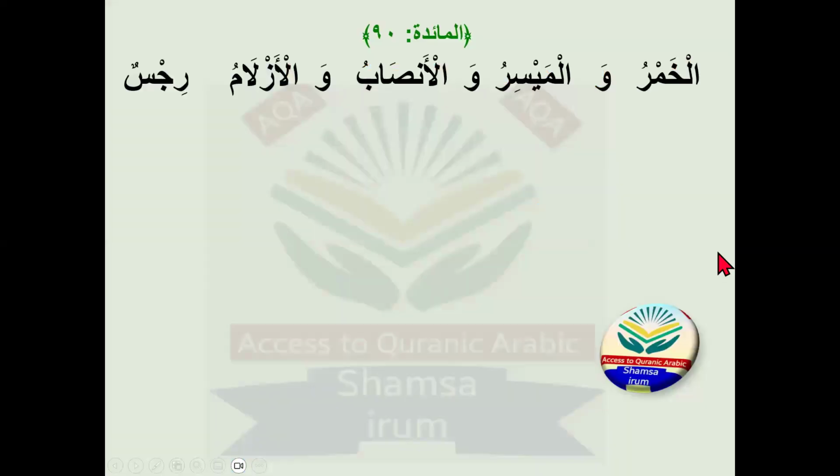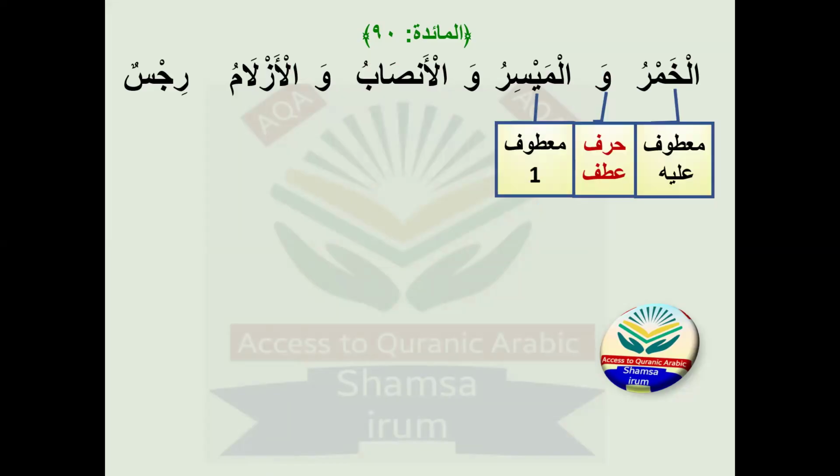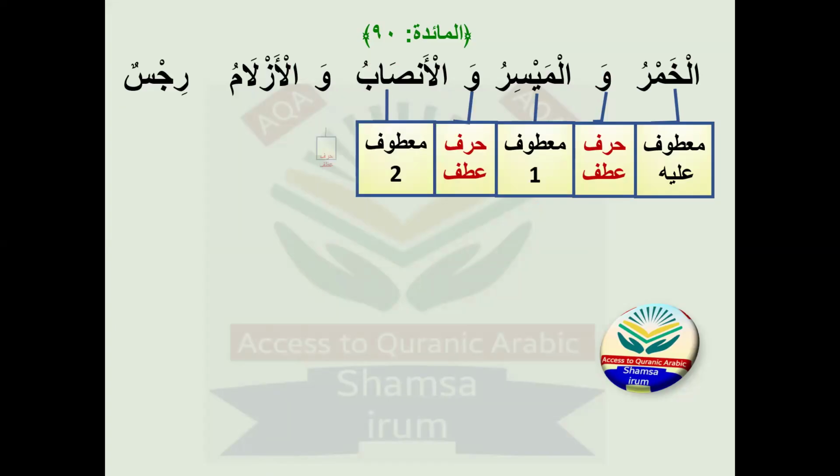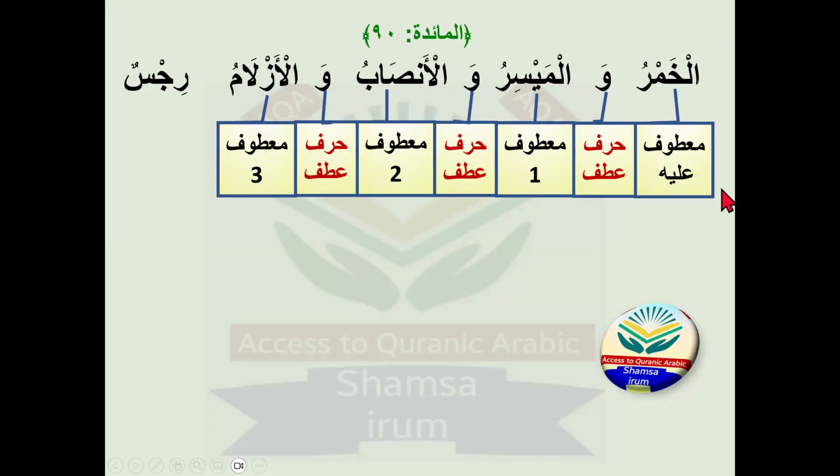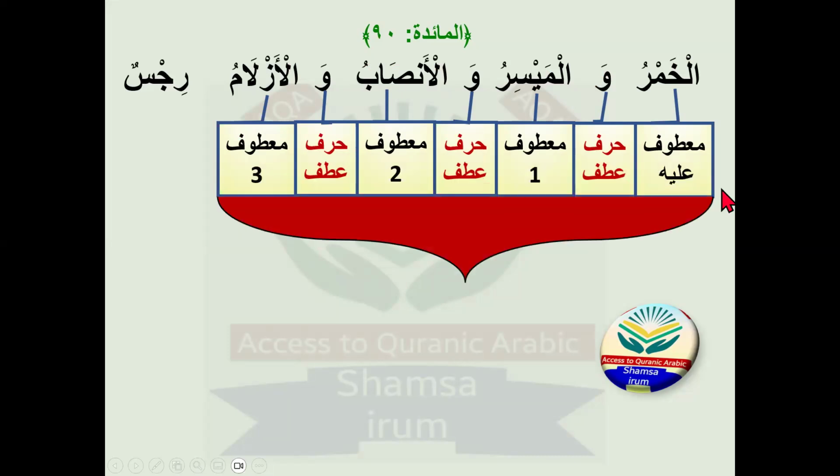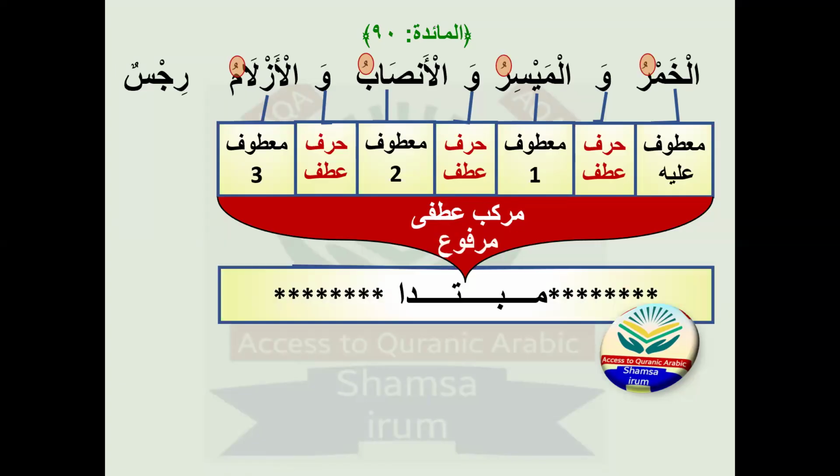So let's start now. Look, al-khamru wal-maisru wal-ansabu wal-azlamu. So al-khamru is ma'tufun alay wa harful ataf, then ma'tuf 1, harful ataf, ma'tuf 2, harful ataf, ma'tuf 3. So with three matufun alay become together Murakab Atfi. Now let's move towards the I'rab. As you can see clearly Dhamma on the end of the last letter. So it means the whole Murakab Atfi is marfu. Why marfu? Because it is at the place of the mubtada.